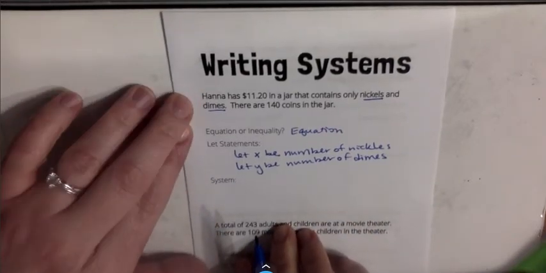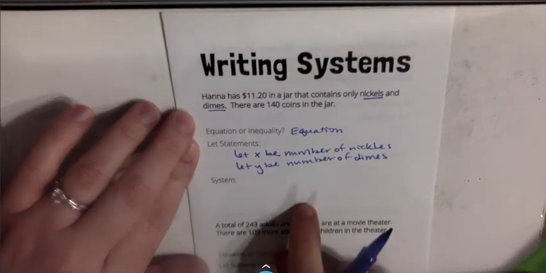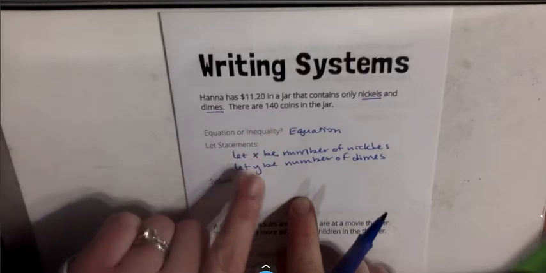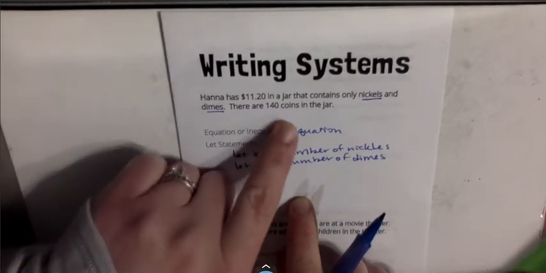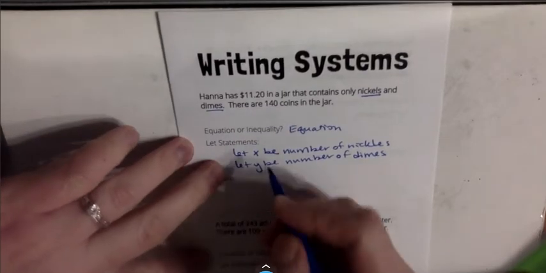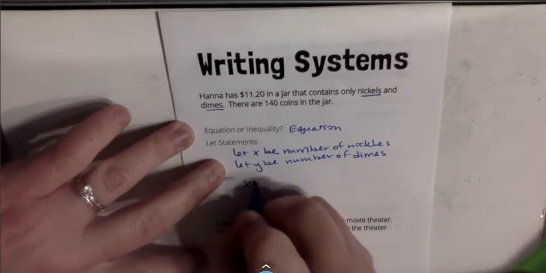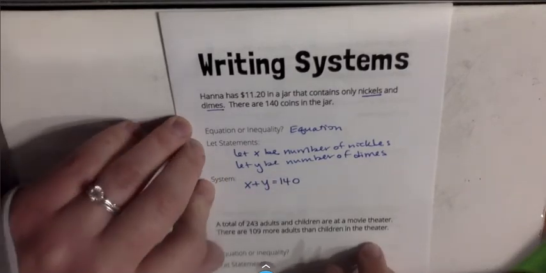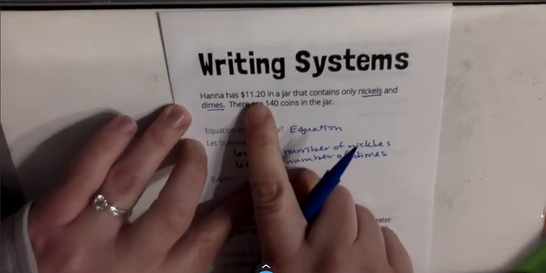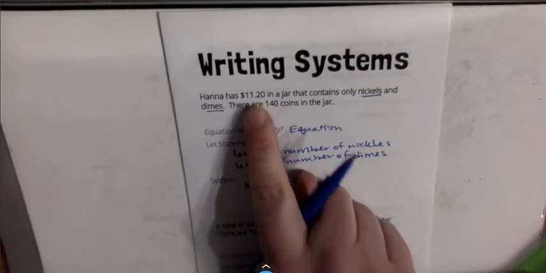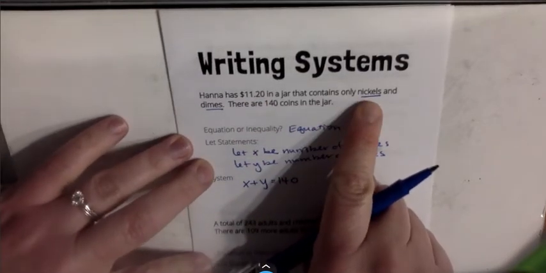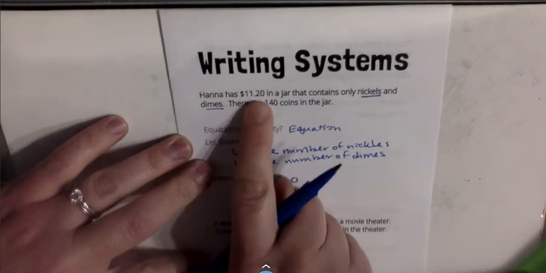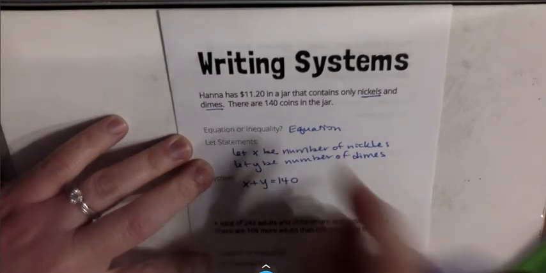And so now I'm going to create two equations. One of these equations will be fairly straightforward. There are 140 coins in the jar. That means whatever x is plus whatever y is should be equal to 140. So my first equation is x plus y equals 140. My second equation has to do with the total value of money. I'm looking at the value of a nickel and how many nickels there are, and the value of a dime and how many dimes there are, and those equal $11.20.